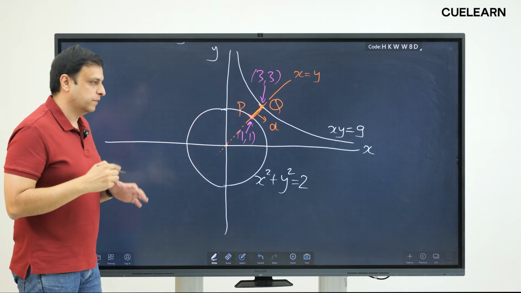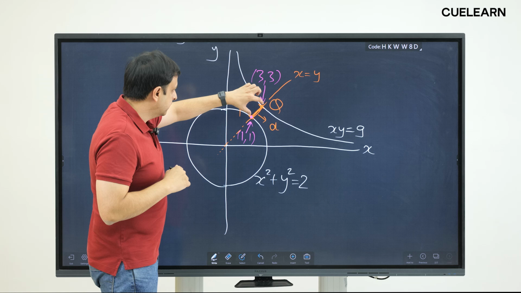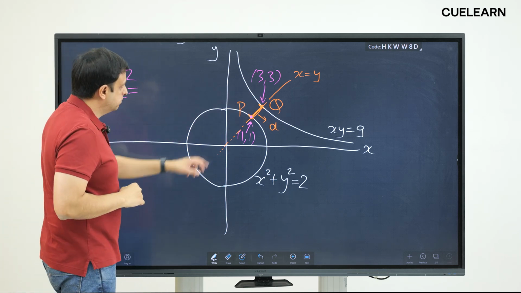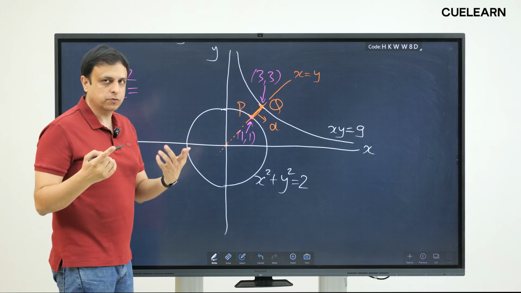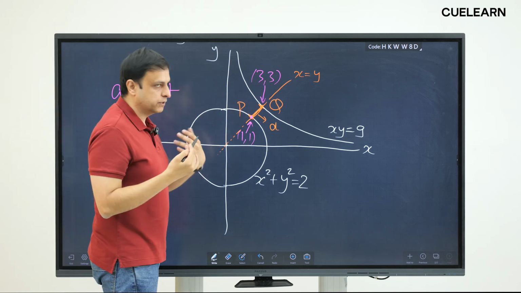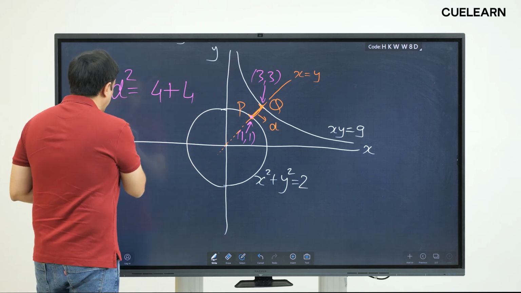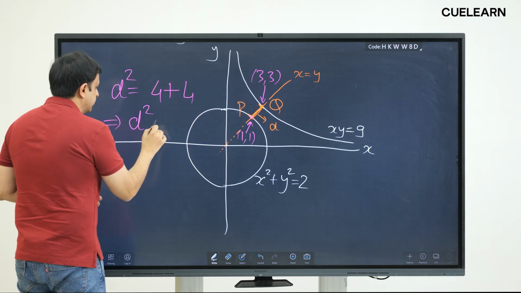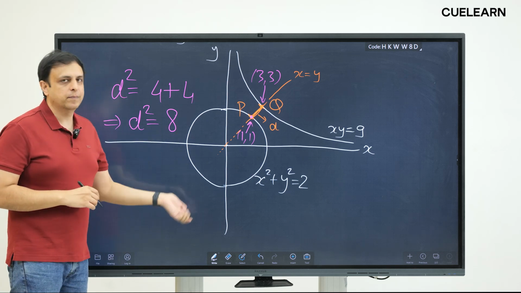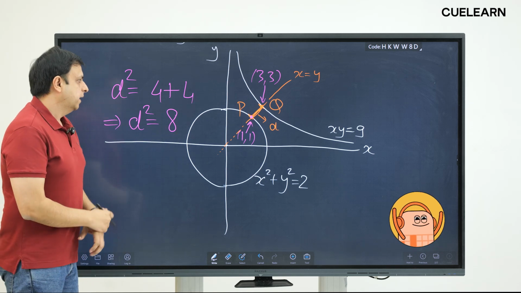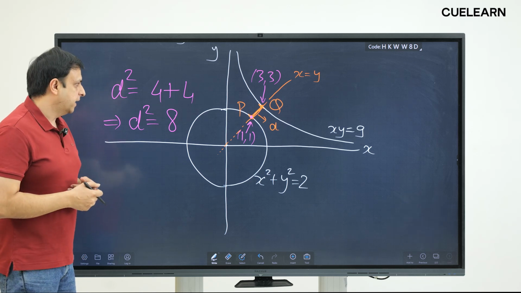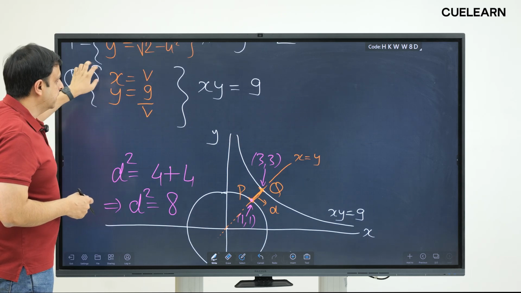And now we are done. Now, we just find the distance between these 2 points. So, d square will be equal to 3 minus 1. So, that is 2 square, which is 4, plus 3 minus 1, that's 2 again, square, which is 4. And that means d square is equal to 8. So this is the minimum, 8 is the minimum value of d square, and that is what we were supposed to find. So that concludes our solution and gives us the answer as 8.